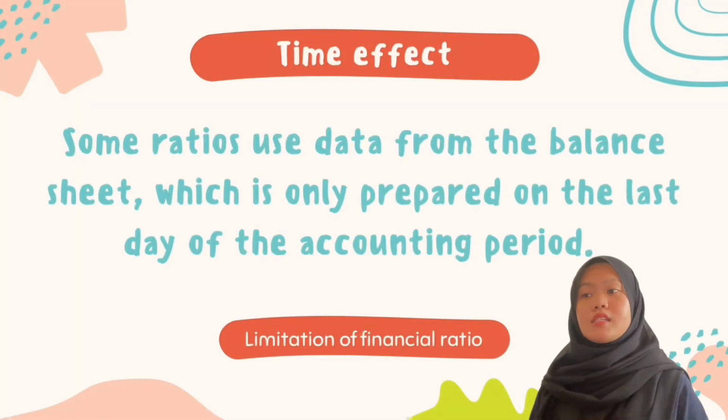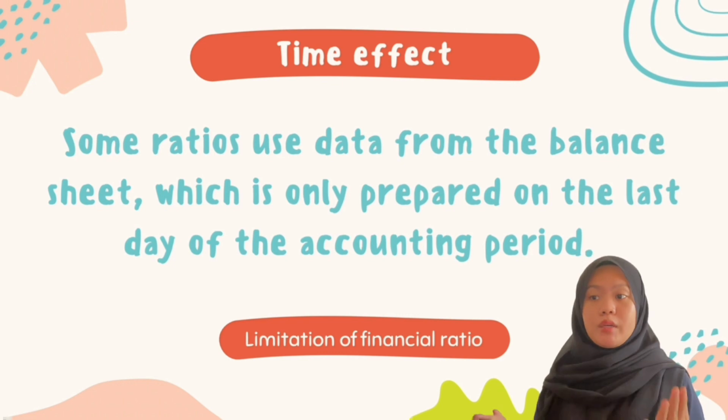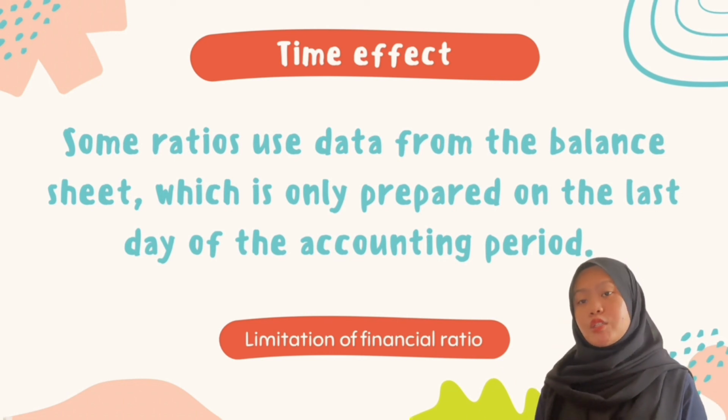And the fifth one is time effect. Some ratios use data from the balance sheet, which is only prepared on the last day of the accounting period. As a result, if the number for the last day of the accounting period suddenly rises or falls, it might have a significant impact on the total ratio analysis.